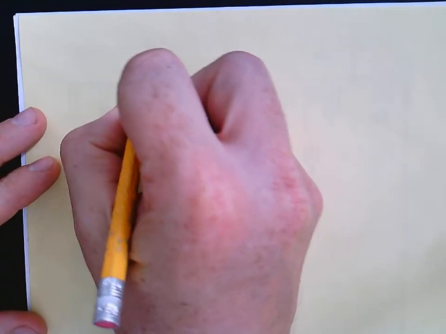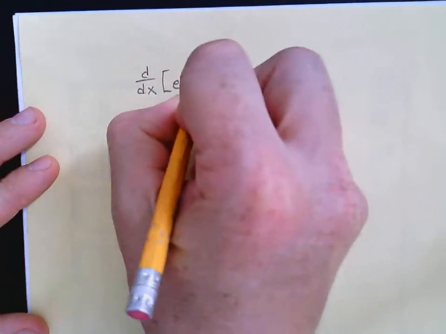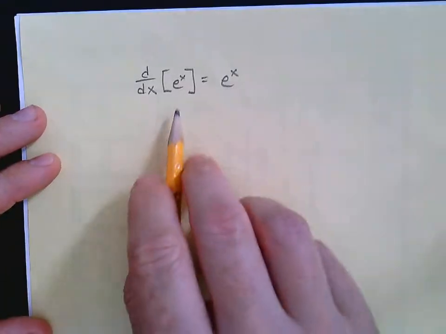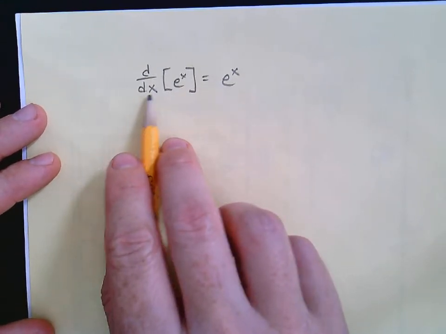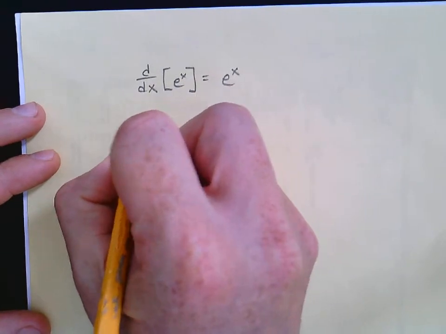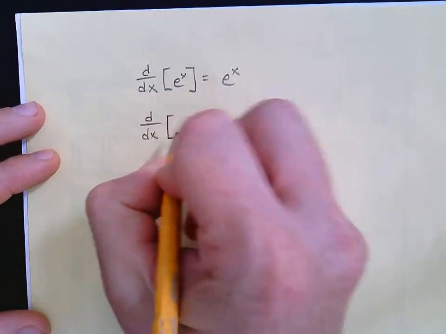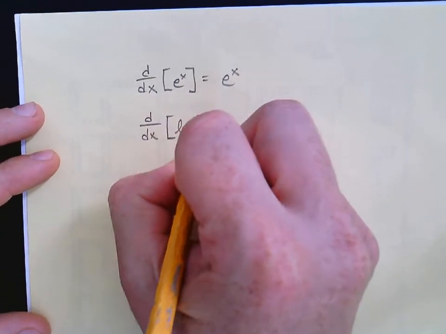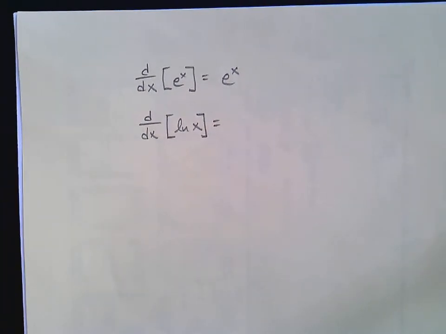Okay, continuing where we left off, we have learned that the derivative of e to the x equals e to the x. And I kind of like writing it this way: d over dx of e to the x equals e to the x. The next thing we'd like to investigate is the derivative for the natural log of x.